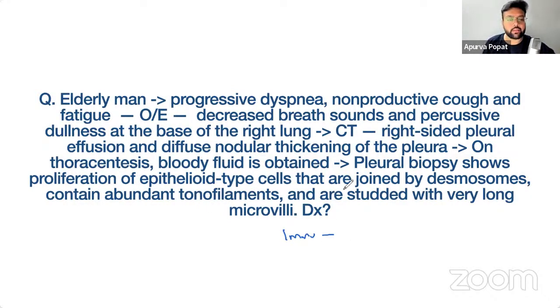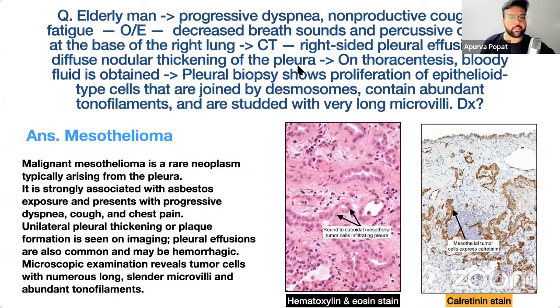Cytokeratin positive. This can also be positive for one special stain, that is calretinin. Perfect. So this is mesothelioma. What other bodies can you see here? Very good. So these are cuboidal cells with abundant tonofilaments. We see microvilli, and the patient will have exposure to asbestos.